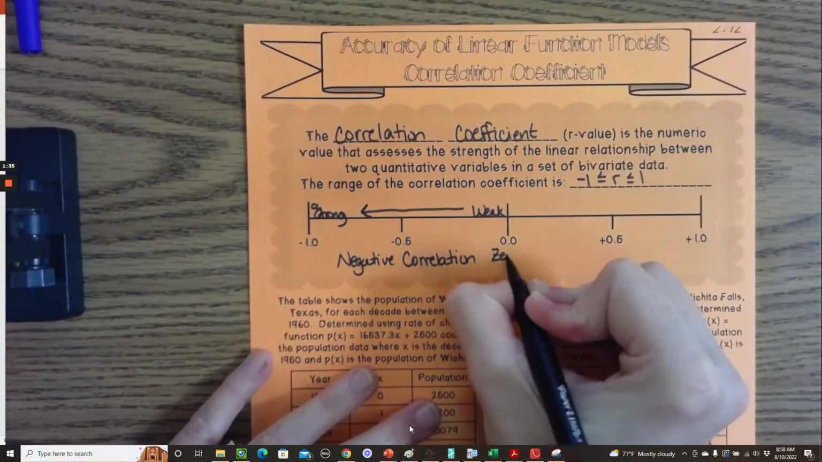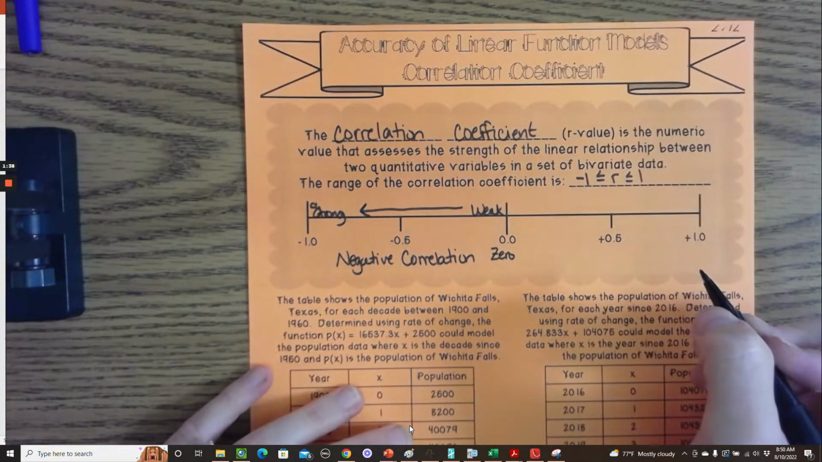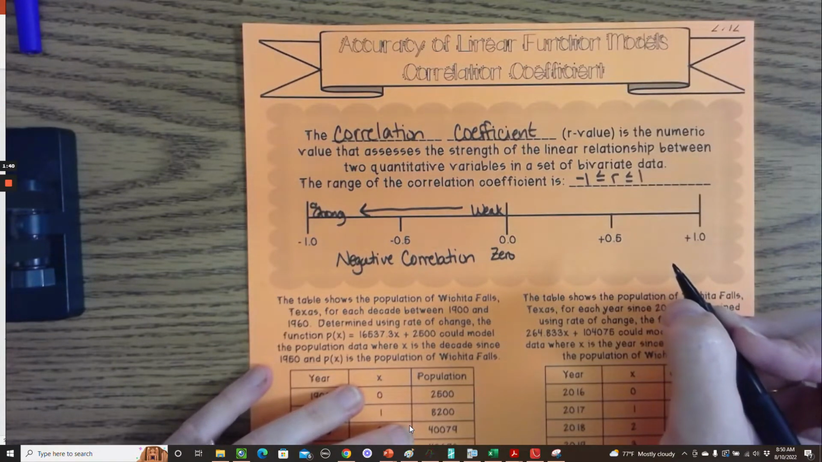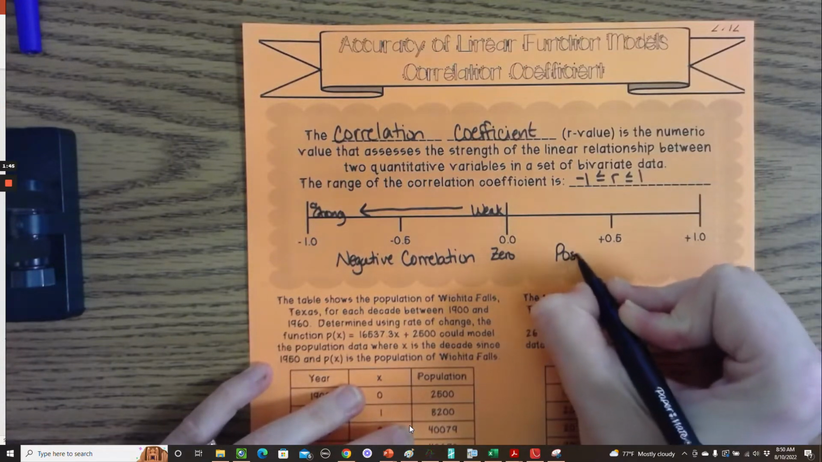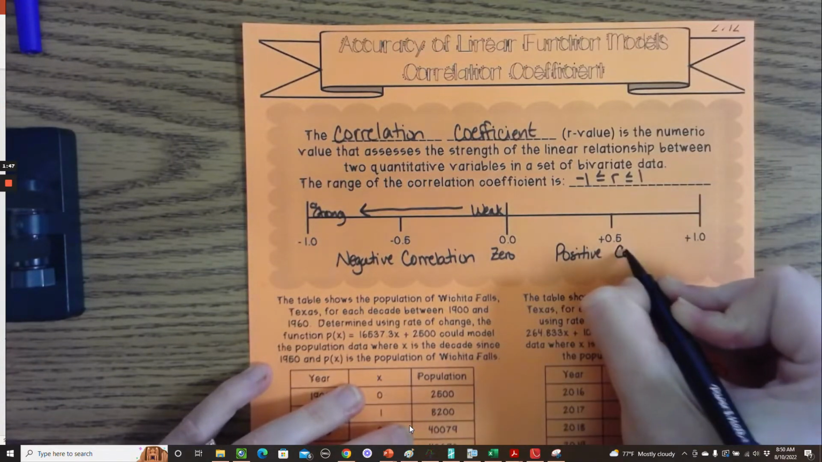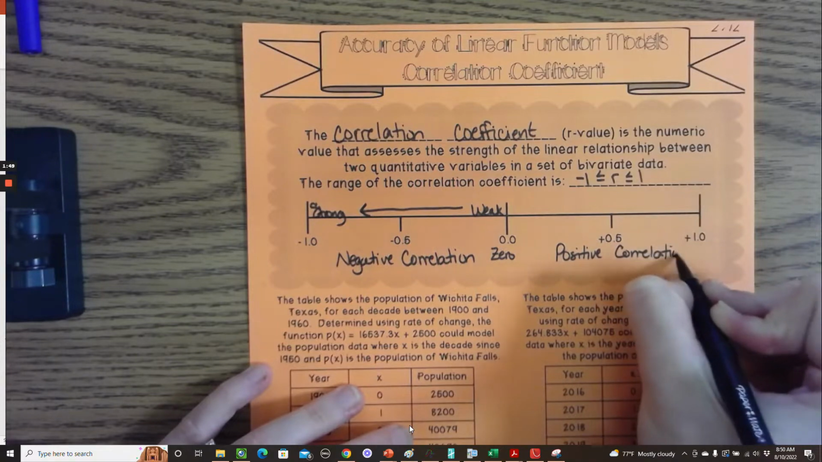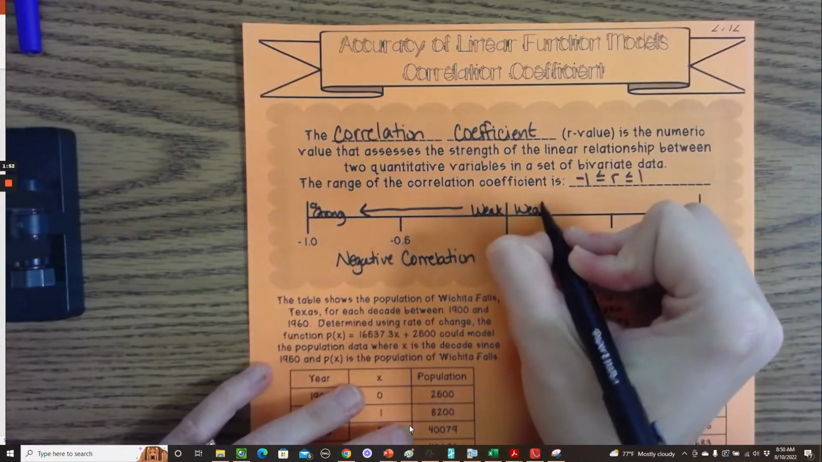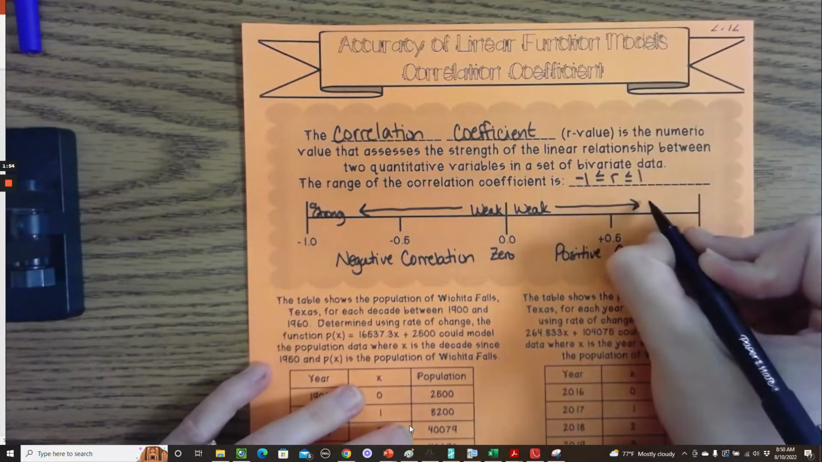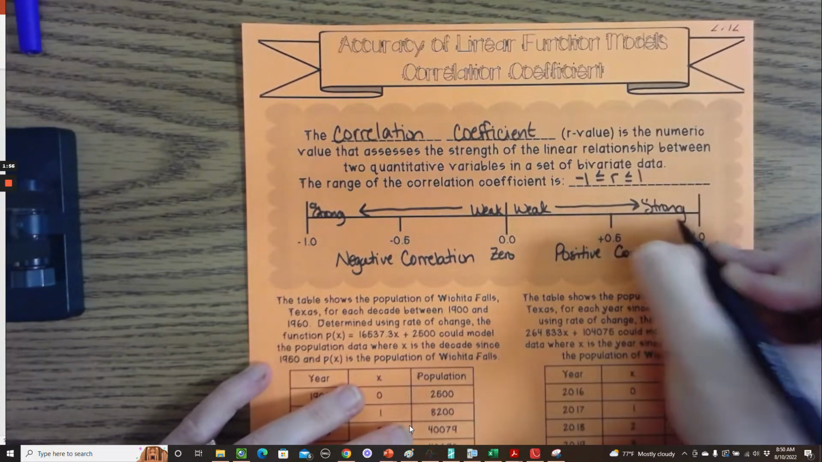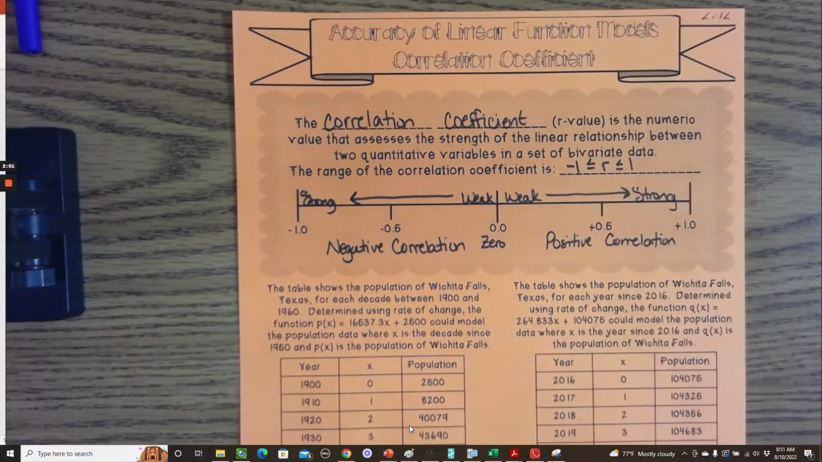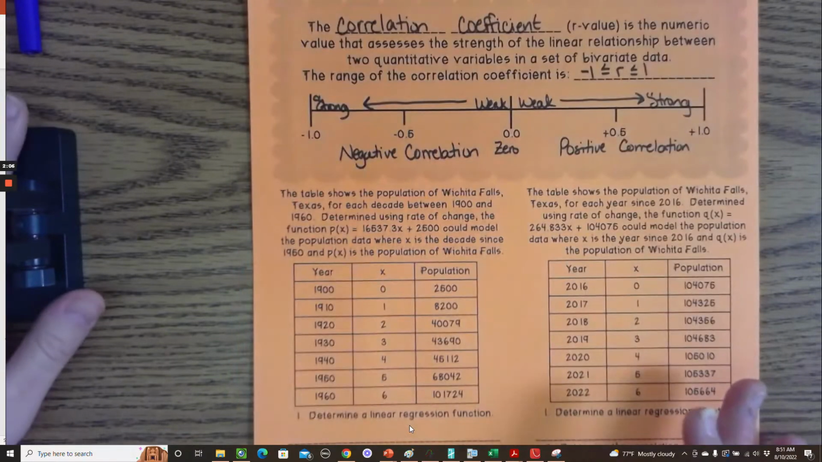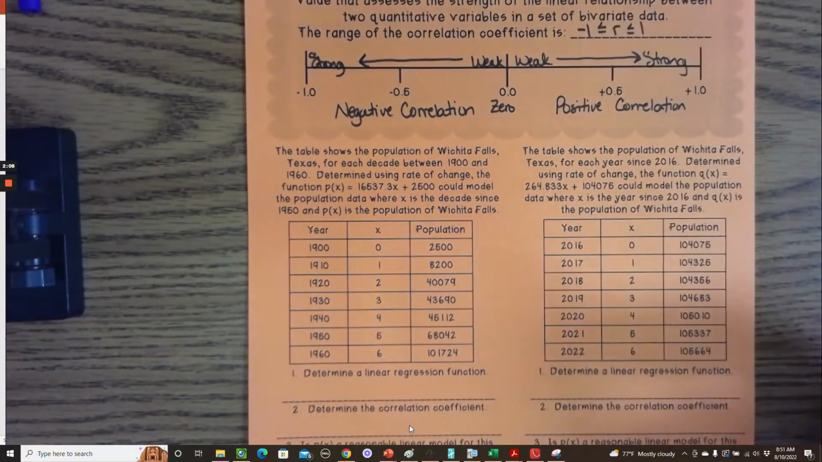0 correlation means there's no association there. It looks like a bag of marbles thrown on the floor. And then from 0 to +1, this is a positive correlation. Again, the closer we are to 0 is weak. The closer we get to +1 would be stronger, so a +1 would be a strong positive correlation. All that data almost lines up perfectly in a nice, pretty straight line.